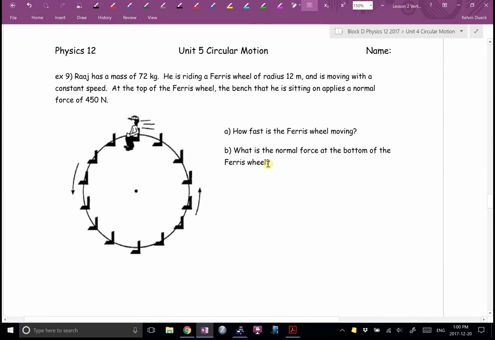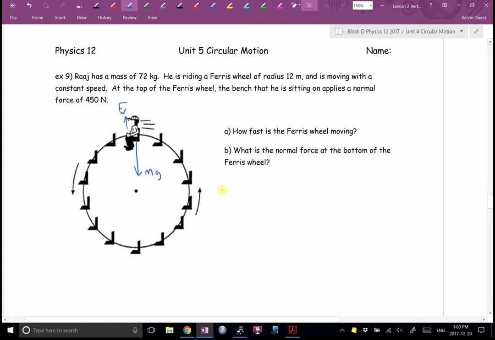What do you ask me to find in part A? Speed at the top? This is a job for a free body diagram. What are the forces acting on Raj? Get the obvious one. Mg, down. Normal force, which way? Up. Bigger, smaller, or the same size as Mg? Got to be smaller.